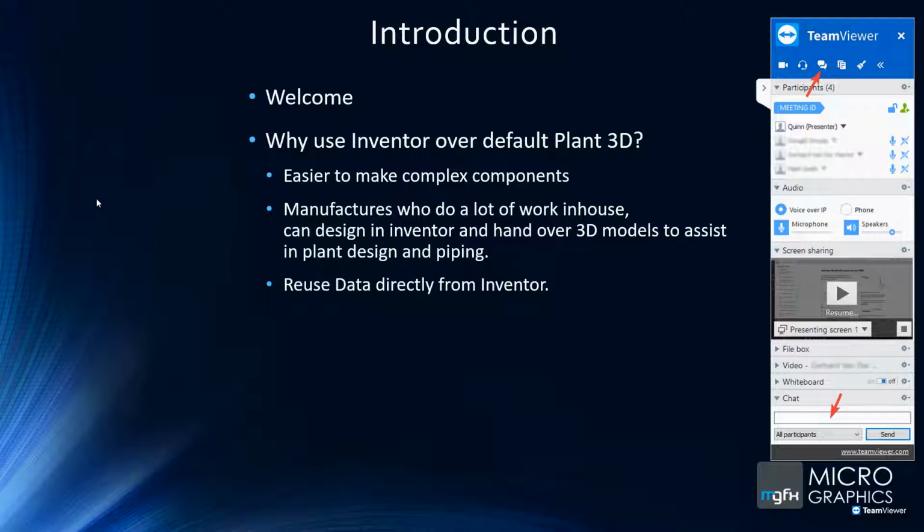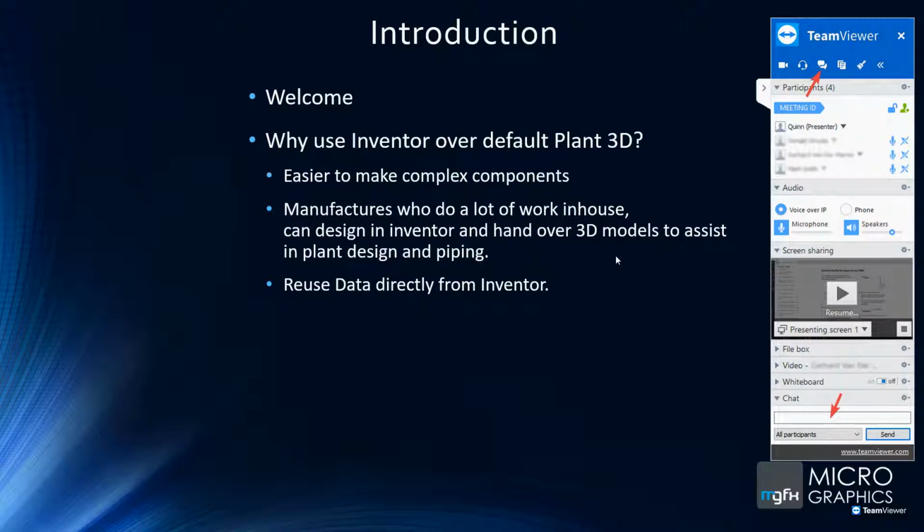Where Inventor gives you a much finer control over your different parts. So it's easier to make more complex components and much faster. Plus, also what you can do is in Inventor, you've got parametric systems, meaning that you can update and change things on the fly in regards to whatever else you want to make it towards. Also, a lot of manufacturers do a lot of their work in-house.